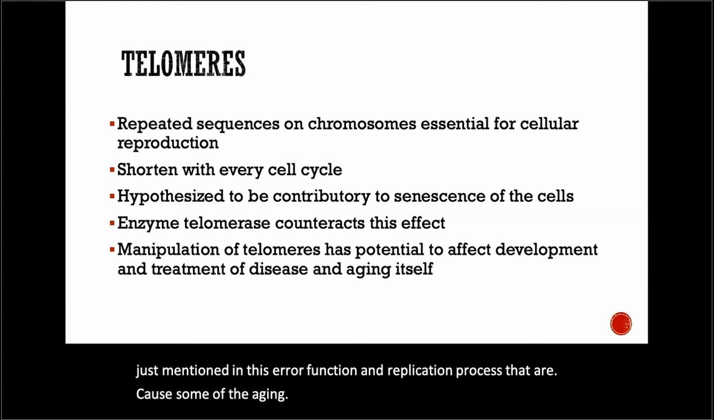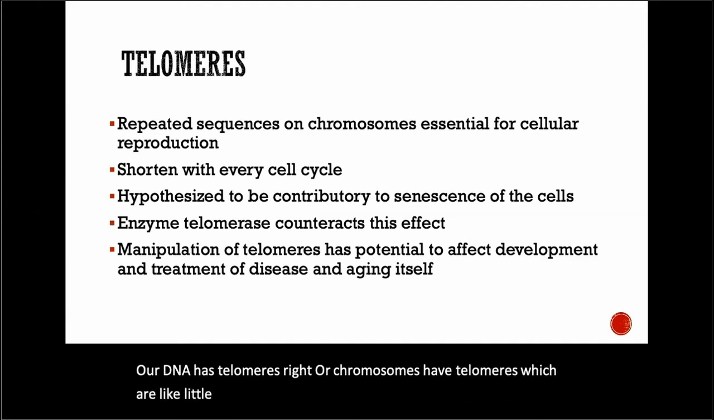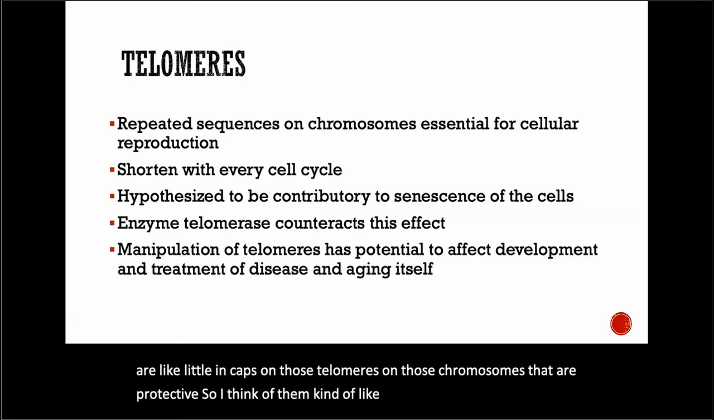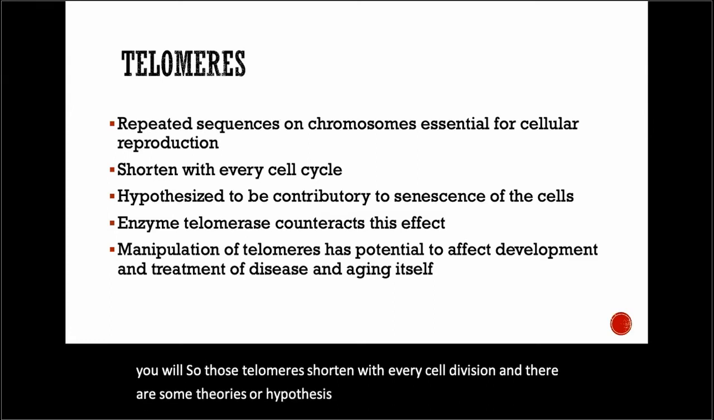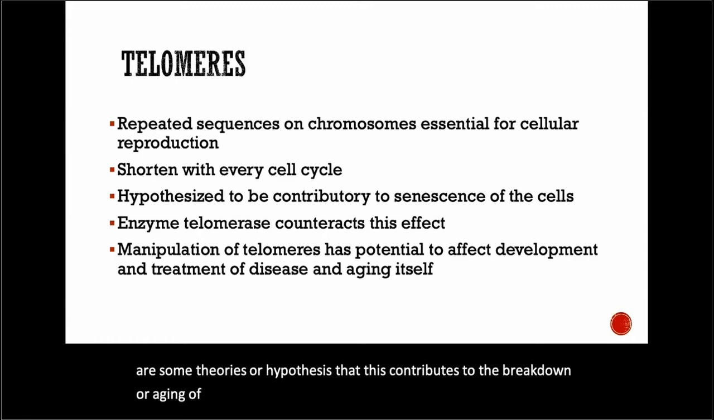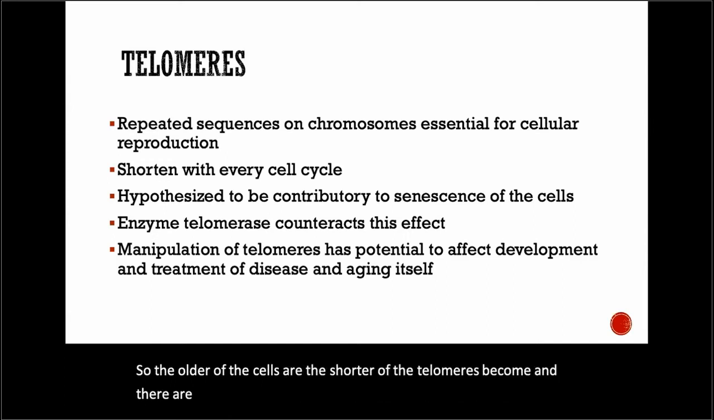Our DNA has telomeres, right? Our chromosomes have telomeres, which are like little end caps on those chromosomes that are protective. So I think of them kind of like the bumpers, or just protective caps, if you will. So those telomeres shorten with every cell division, and there are some theories or hypotheses that this contributes to the breakdown or aging of our cells. So the older the cells are, the shorter the telomeres become, and they're less protected, if you will, and that senescence happens more.